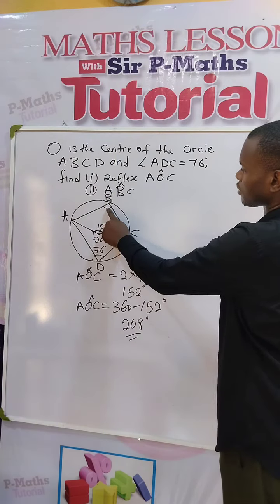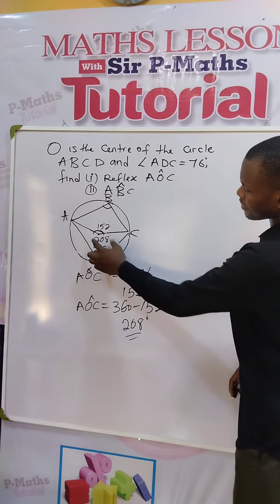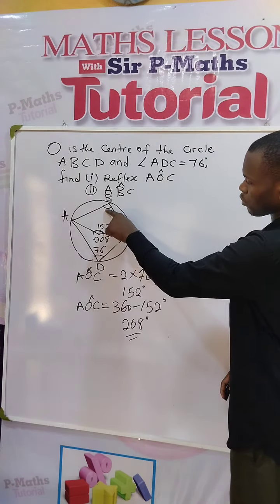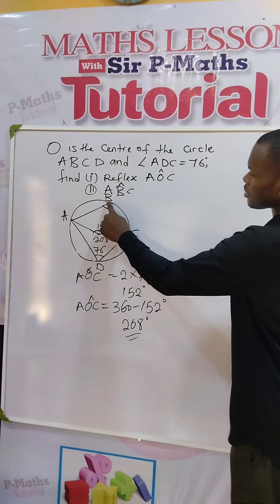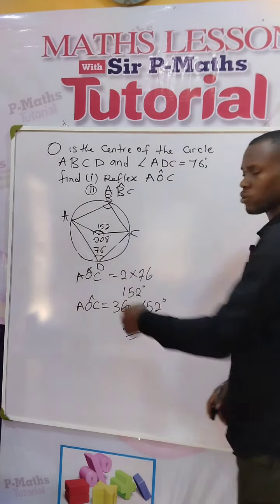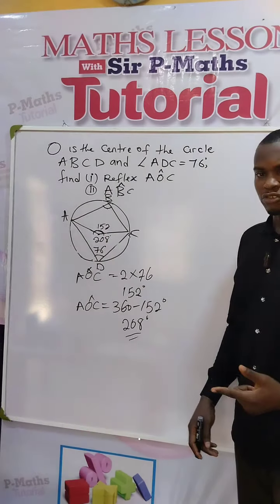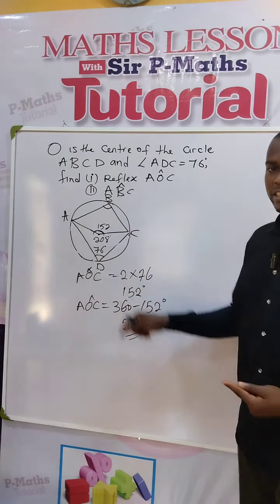Then let's solve the second one, ABC. That is the angle here. There are two ways we can do this. Either we use the same rule, angle at the center is twice the angle at the circumference, or we use cyclic quadrilateral. This is a quadrilateral. So the opposite angles of a cyclic quadrilateral are supplementary. That is, you add the angle here and the angle here to have 180 degrees.